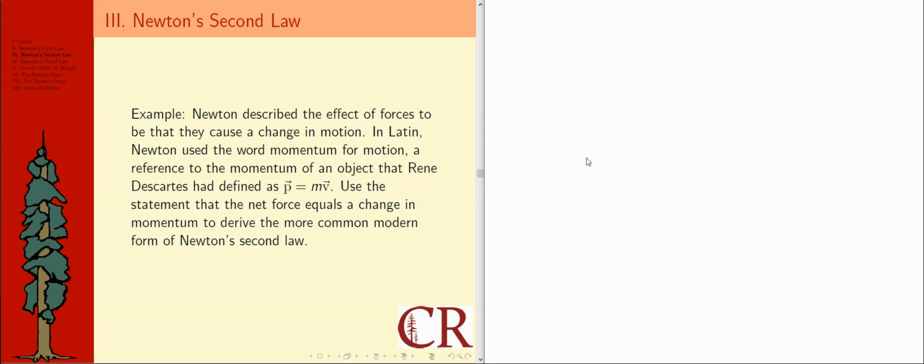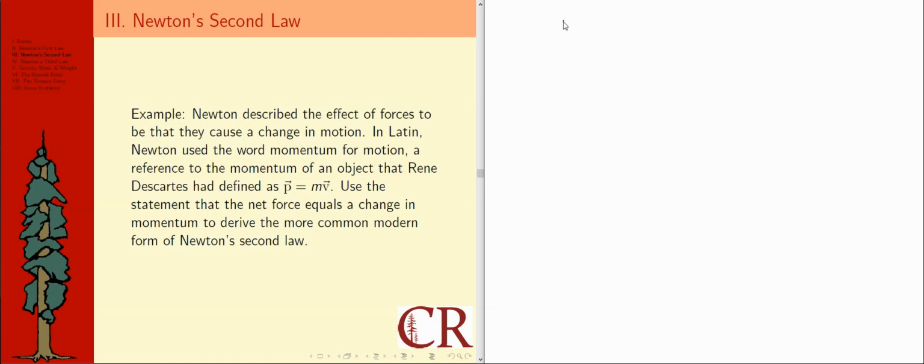The question says to use the statement that the net force equals a change in momentum to derive the more common modern form of Newton's second law. If you look at the statement we have on the key concepts slide, that was a direct translation of Newton's statement of Newton's second law. You could interpret it as saying that net force equals a change in momentum.